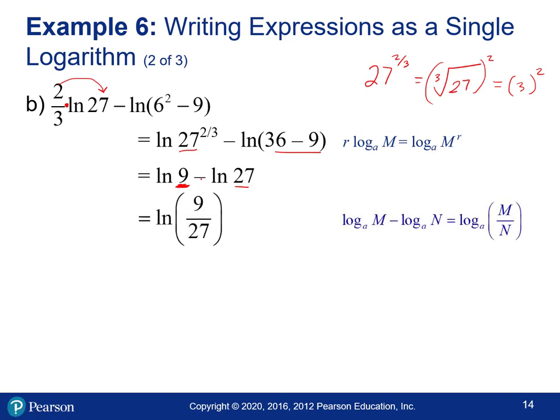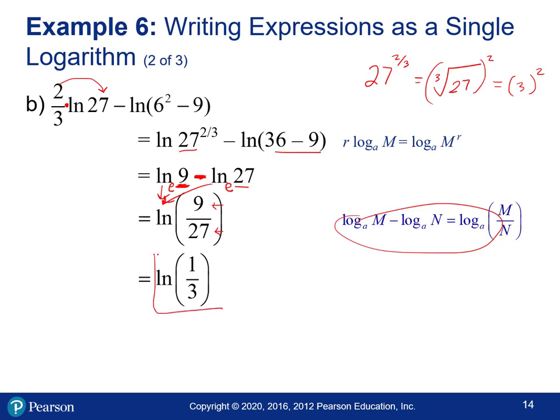And now, because we have 2 logs with the same base, there's an invisible e on both of these, and we're subtracting, we can use our quotient rule that says that 2 logs become 1 log if we divide the arguments. So notice the first argument went in the numerator and the second argument went in the denominator. And then let's just simplify, that's 1/3. So ln of 1/3 is exactly the same as this statement that we started with.